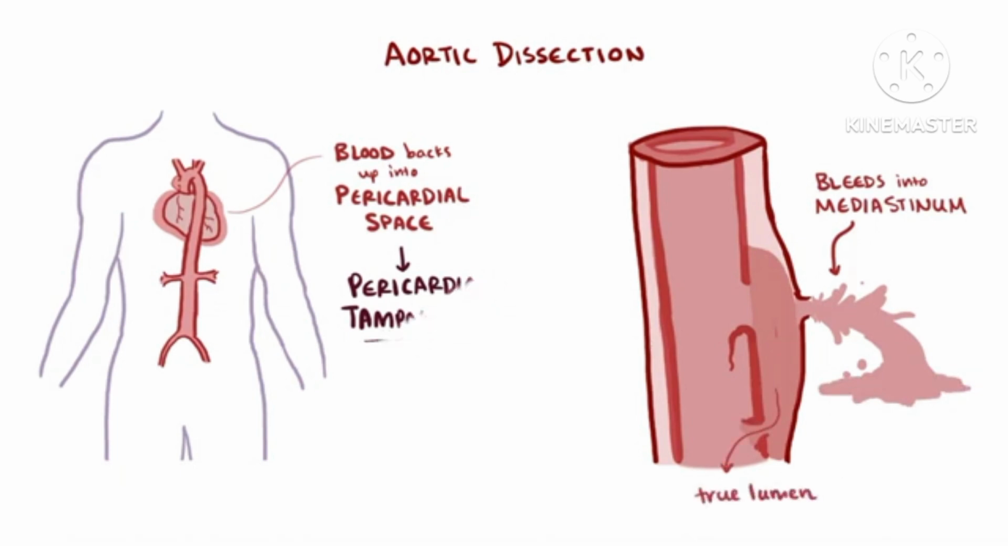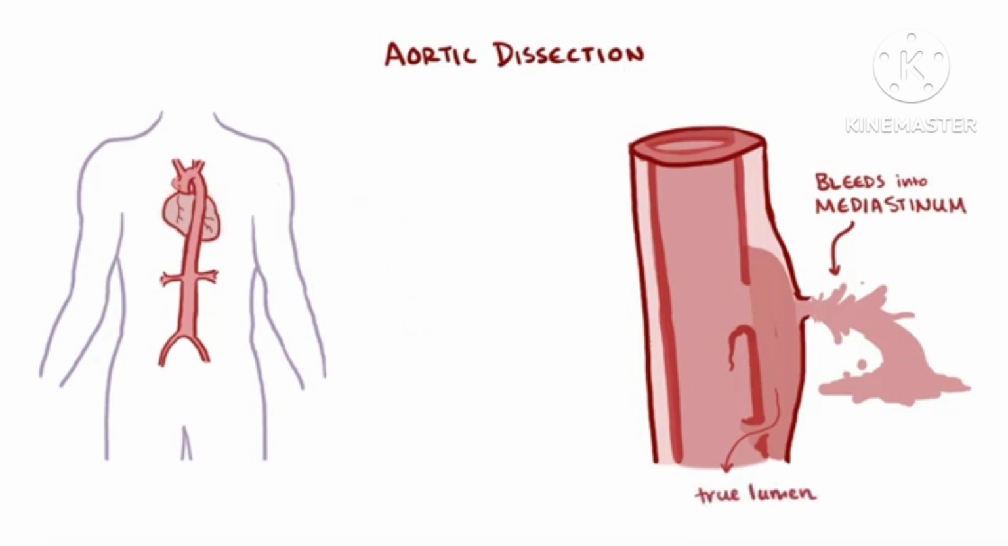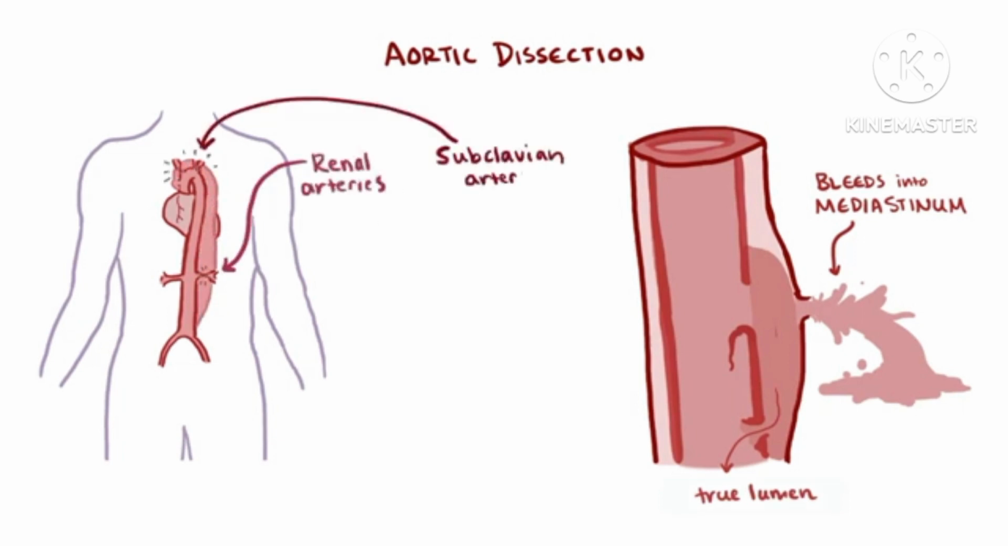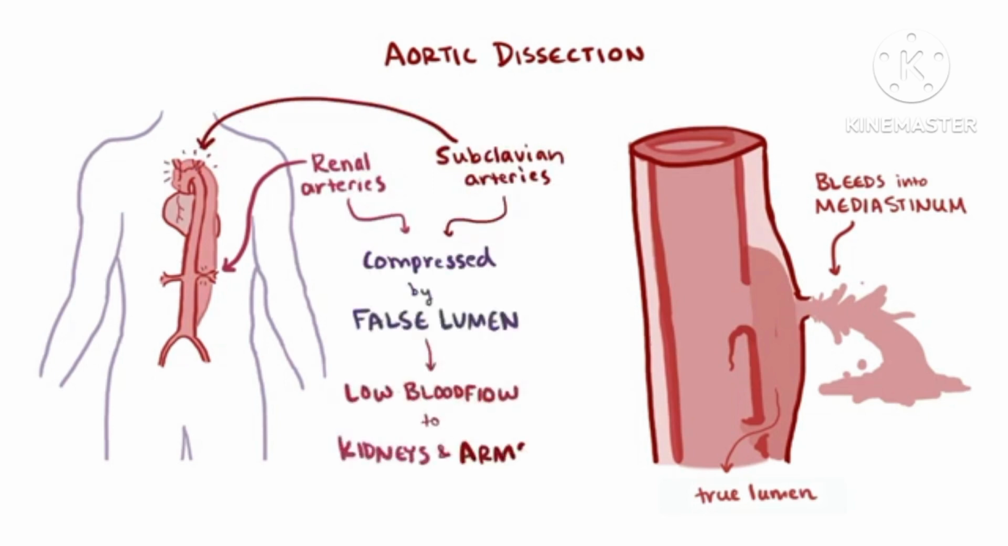Yet another possibility is that the blood could continue to tunnel between the tunica intima and tunica media until it reaches another artery that branches off the aorta, like the renal arteries or the subclavian arteries. The blood in the false lumen can put pressure on these branching arteries, decreasing blood flow to the kidneys and arms, causing a whole new mess to deal with.